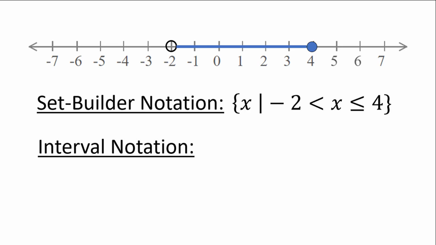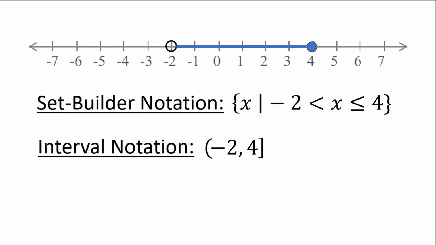For interval notation, we range from -2 to 4, so we have both of those values separated by commas. Since we are not including the -2, we use parentheses on this value. And since we are including the 4, we will use a square bracket.